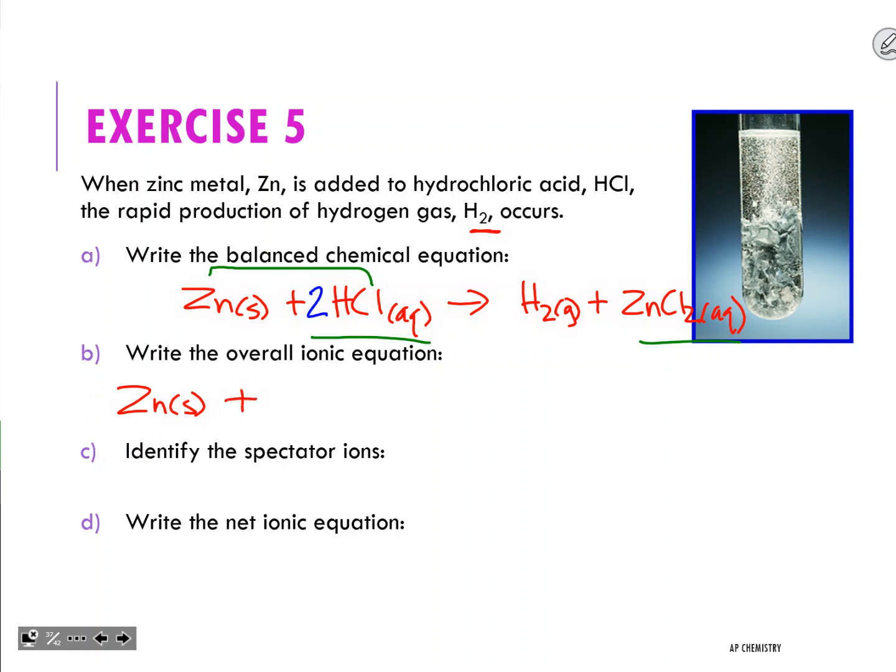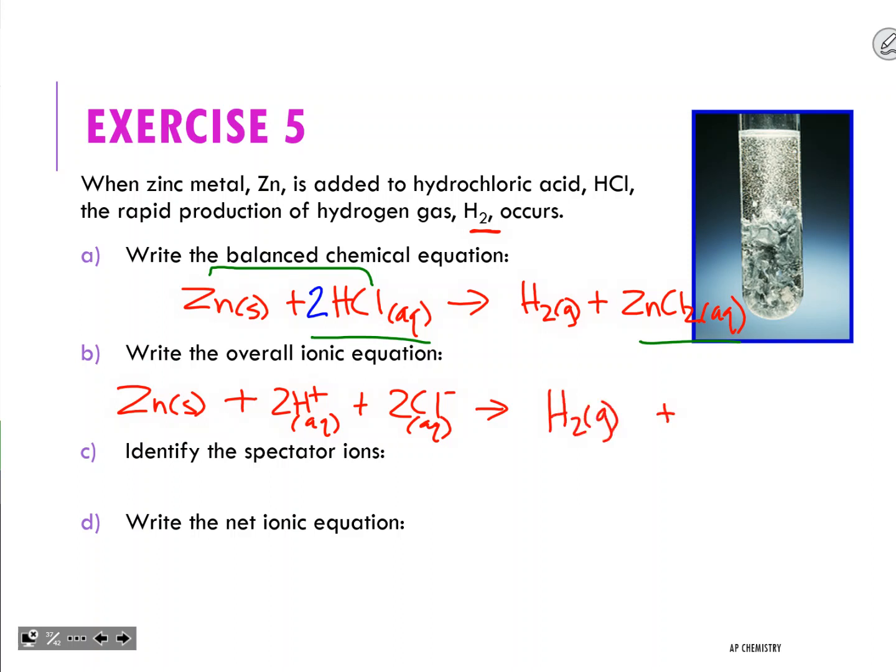Now we break this apart into its ions. What is the H going to be if it's in an acid always? H plus. There you go. And there's 2 of them, so 2H plus, AQ, plus 2 chlorides, AQ. Now, hydrogen is a gas, so we have to leave that alone. Can't touch it.